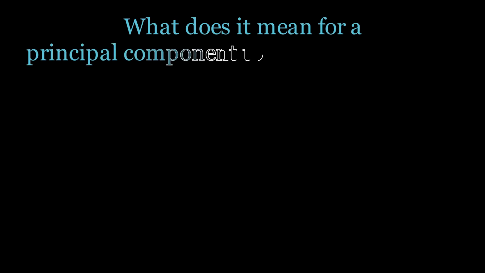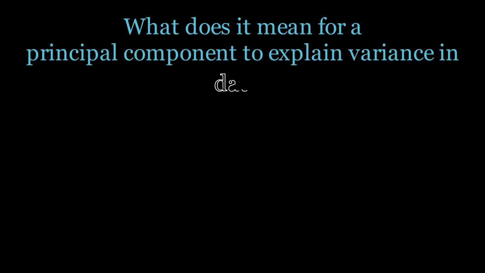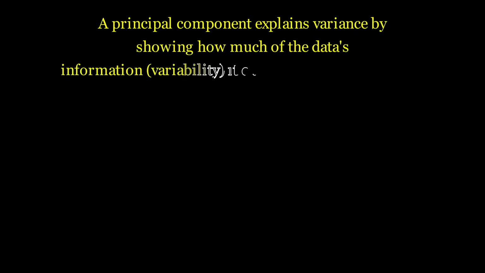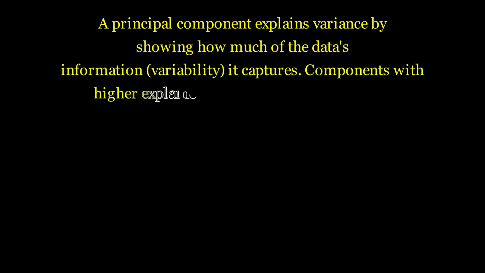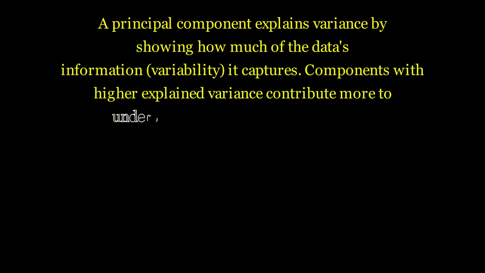What does it mean for a principal component to explain variance in data? A principal component explains variance by showing how much of the data's information variability it captures. Components with higher explained variance contribute more to understanding the structure of the data.